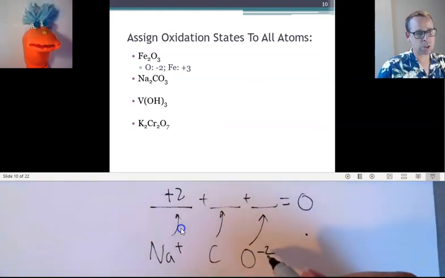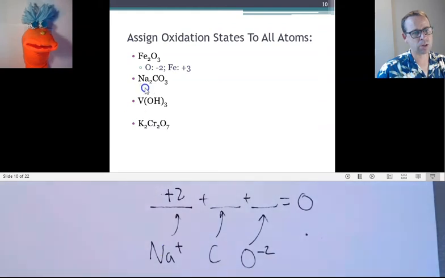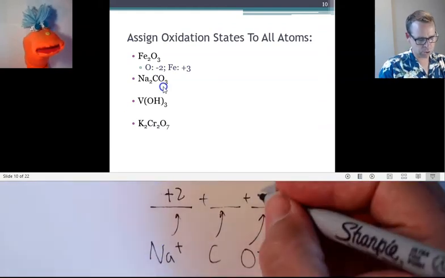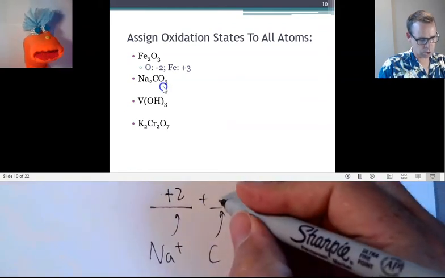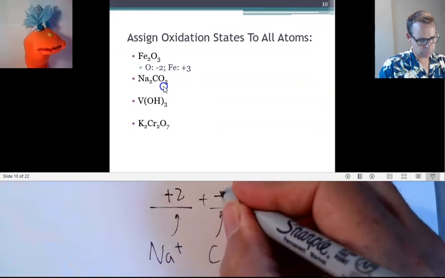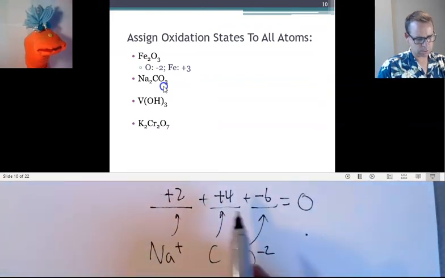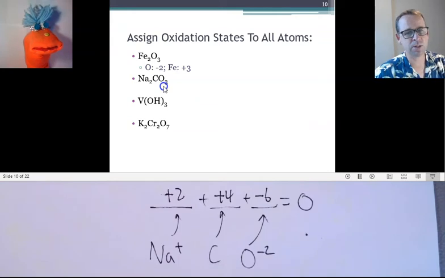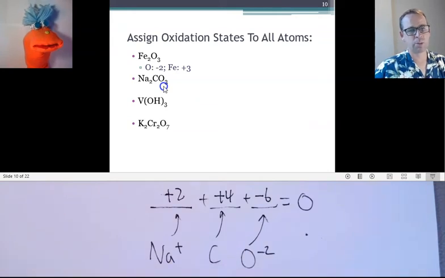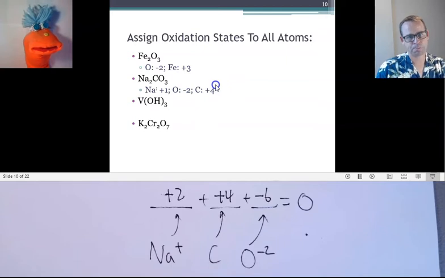So if each oxygen contributed a -2, how many oxygens are there? 3, so that's -6. Very good. So that has to be +4? +4. Very good. Now, the carbons contribute +4. And how many carbons are there? Just 1, so it's +4. Very good. So sodium is +1, oxygen is -2, and each carbon is +4.